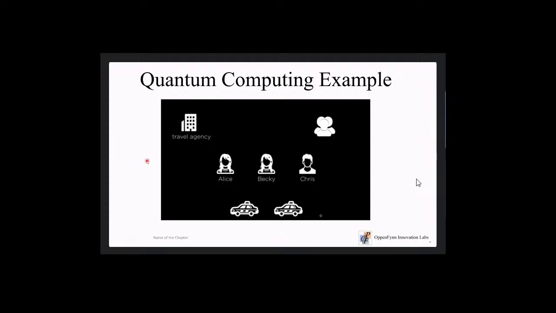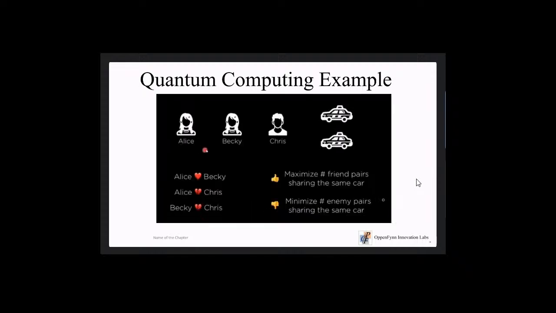So the problem we are trying to solve here is, let's say we have a travel agency. We have 2 taxis, and we have 3 passengers who want to travel from some place to some place. The 3 passengers are Alice, Becky, and Chris, and we have only 2 taxis, and we want to optimize their travel plans. But what are the constraints? Alice and Becky are friends. Alice and Chris are enemies, and Becky and Chris are enemies.